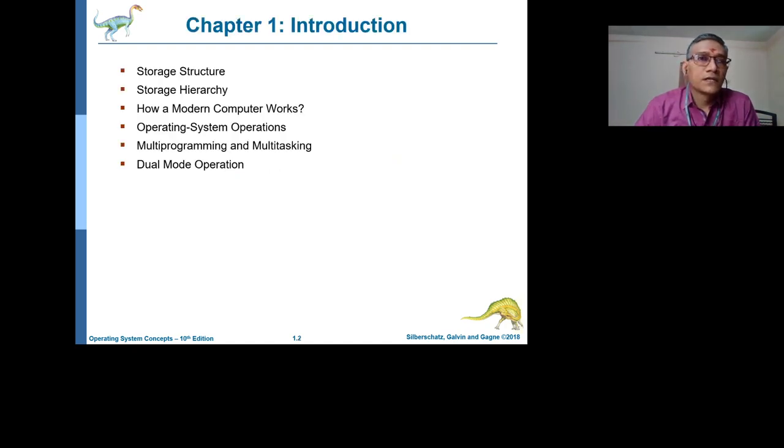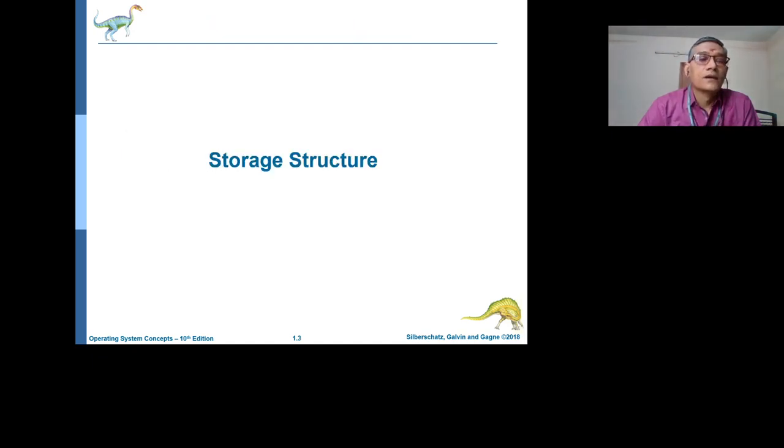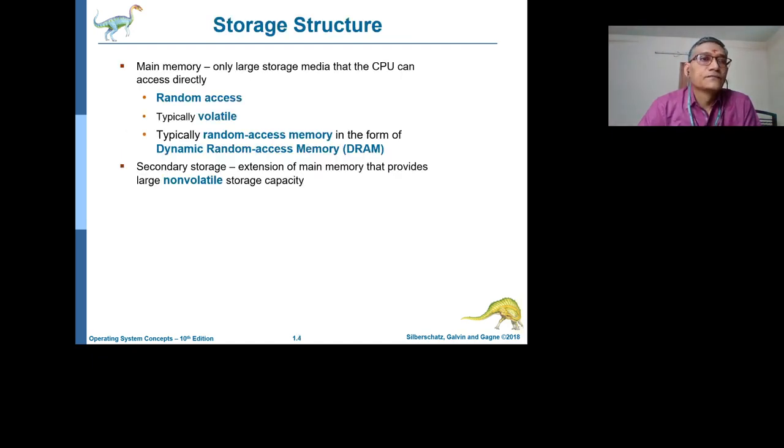In today's lecture, we will learn about storage structure, storage hierarchy, how a modern computer works, operating system operations, multi-programming and multitasking concepts, and dual mode operation of operating system. Let's move on to storage structure.